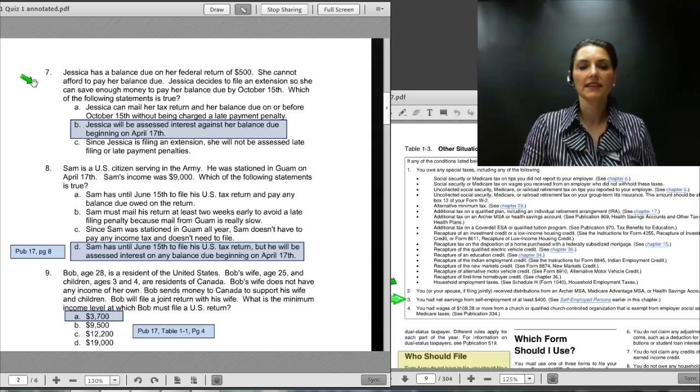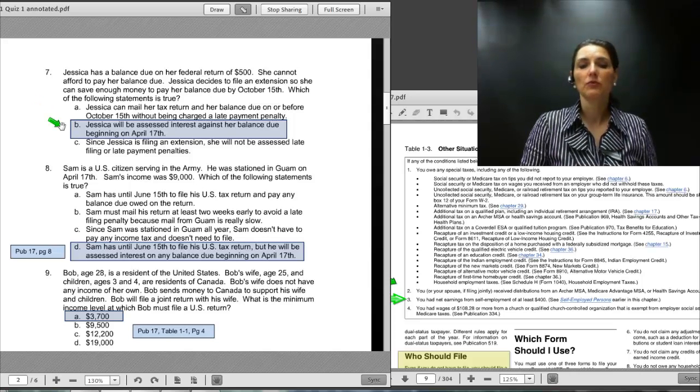Number 7, Jessica has a balance due on her federal tax return of $500. She cannot afford to pay her balance due. Jessica decides to file an extension so she can save enough money to pay her balance due by October 15th. Which of the following statements is true? Jessica can mail her tax return and her balance due on or before October 15th without being charged a late payment penalty? I don't think so.